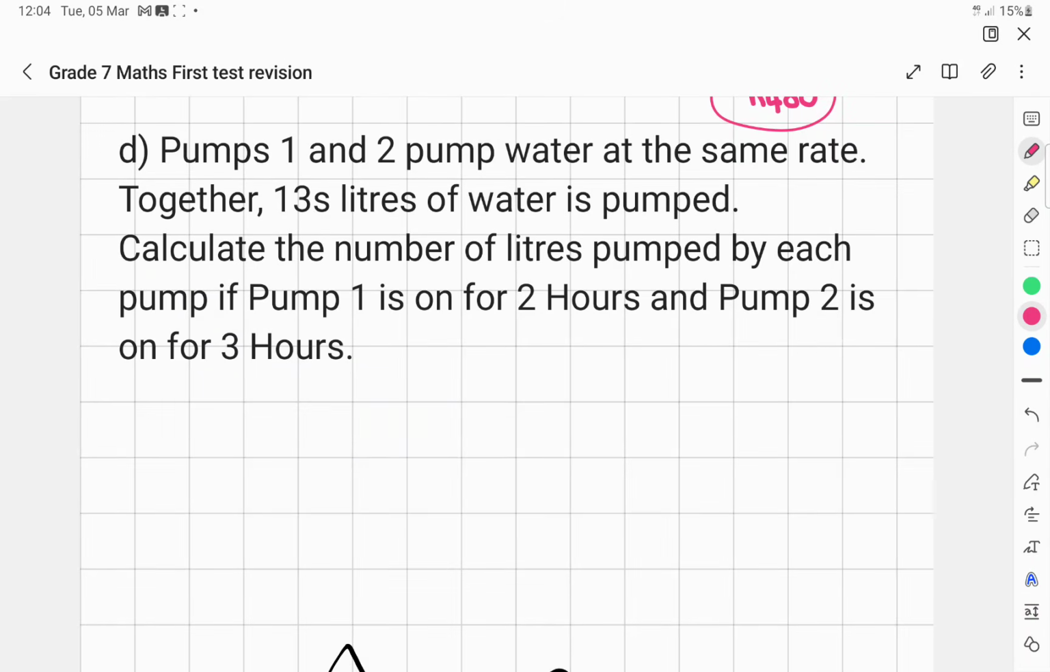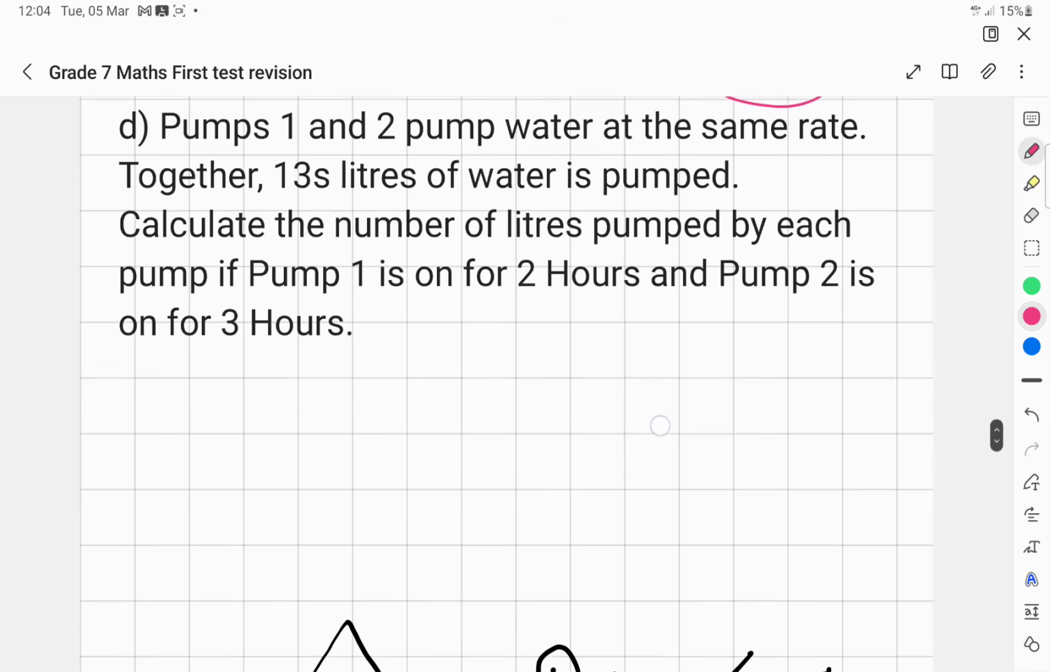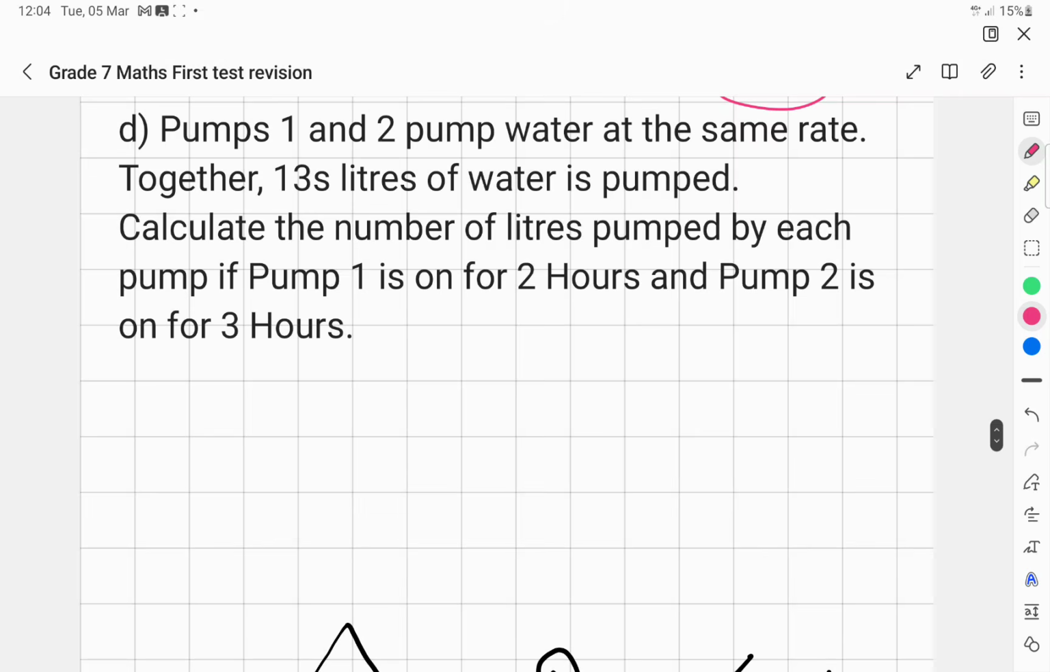Okay, pump 1 and pump 2. Pumps 1 and 2 pump water at the same rate. Together, 130 liters of water is pumped. Calculate the number of liters pumped by each pump if pump 1 is on for 2 hours and pump 2 is on for 3 hours. Okay, so this is a bit of a harder one. I just want to quickly correct that and then I'll start again. Okay, there we go. It was 135 liters.